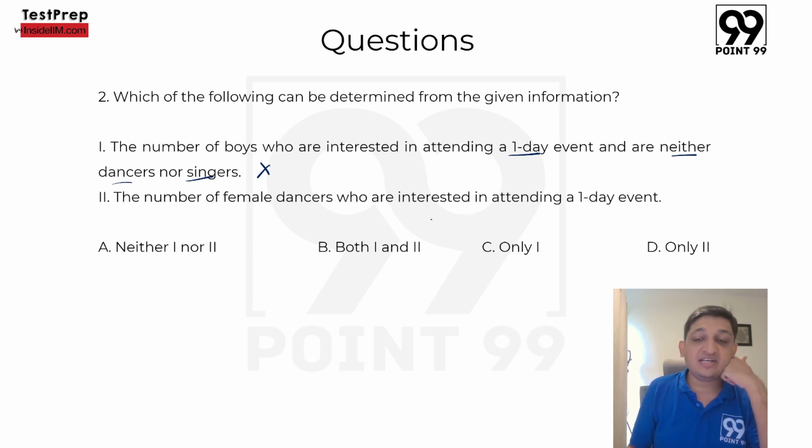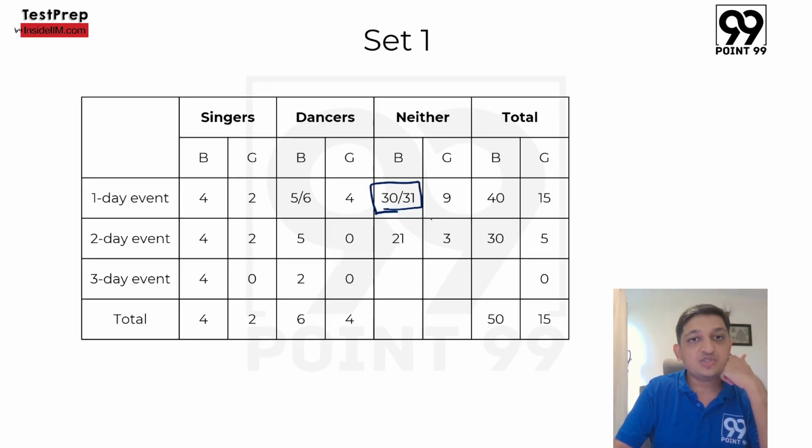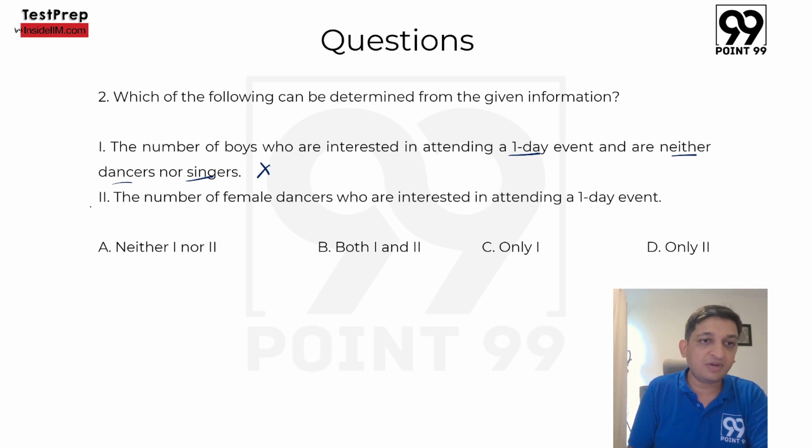Let's look at statement 2. The number of female dancers who are interested in attending a 1 day event. सो फीमेल डांसर्स एंड 1 डे इवेंट अगर मुझे देखना है, मुझे यहाँ पे 4 बहुत इजीली मिल जाएगा, राइट? Because all the girls attend all the events on the first day, all the girls are participating for a 1 day event, ये मुझे पक्का पता है। So definitely this will be my answer. So I know for sure that जो second option है ना वो मैं पक्का पता करके बता सकता हूँ, but one I will not be able to figure out. So the correct option here is option D, which is only 2.